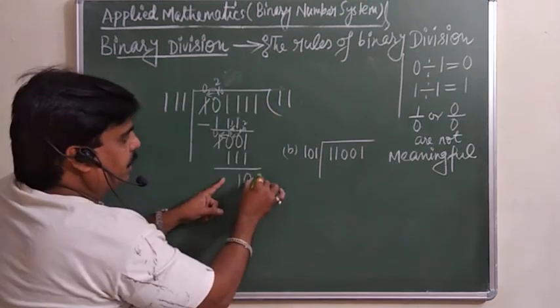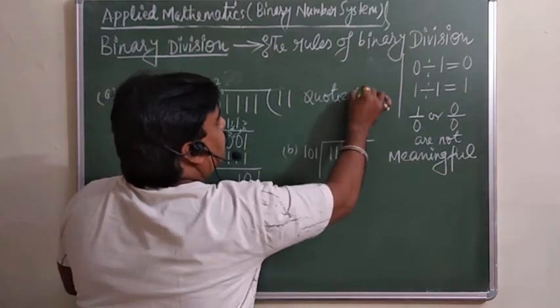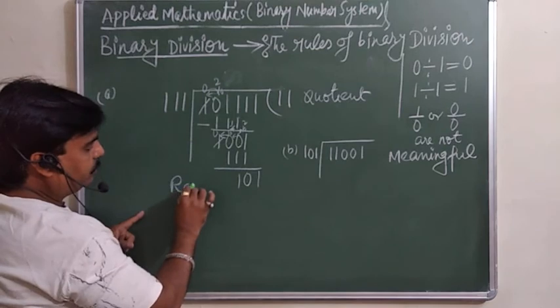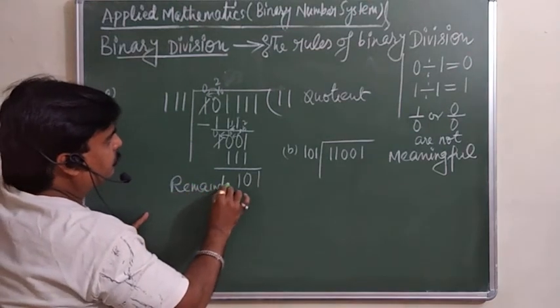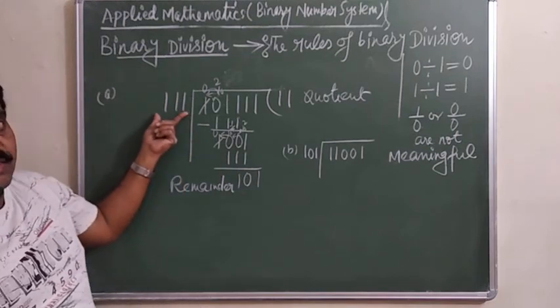Now here we will take down this one. So this is your quotient. This is your quotient, and this is your remainder. Because now you cannot divide this here, because this 101 is smaller than this one.